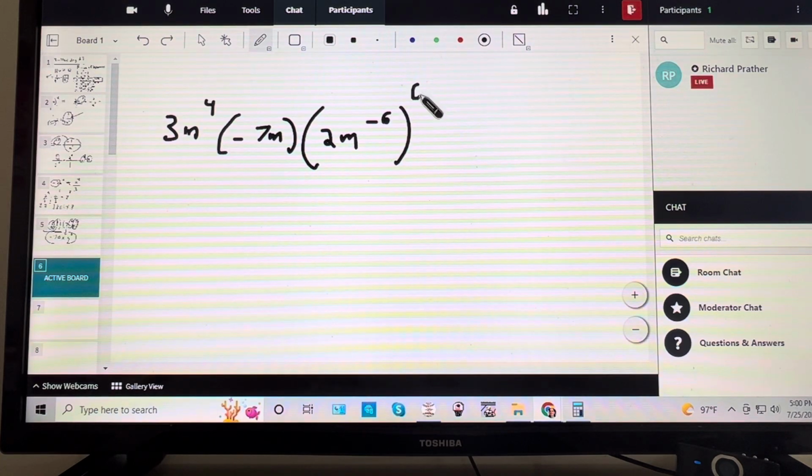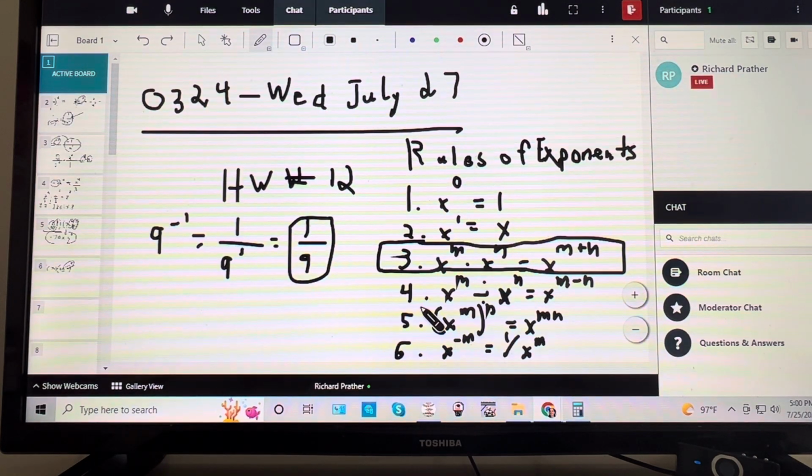to the 0 power. There is a rule of exponents for this right here. That's when you have one base and what I call a double exponent. M to the negative 6 to the 0. I'm doing it twice. I'm doing an exponent 2 different times. That is rule number 5. X to the m to the n is x to the m times n.